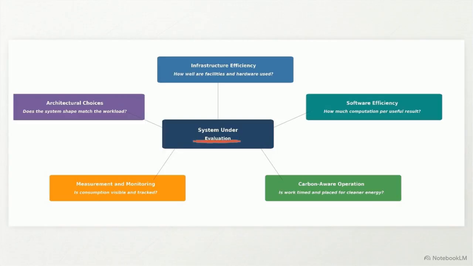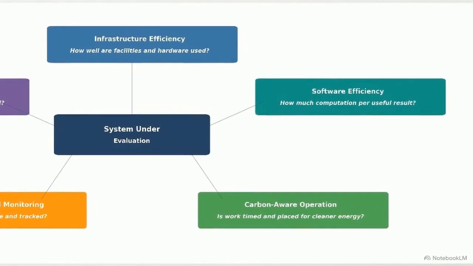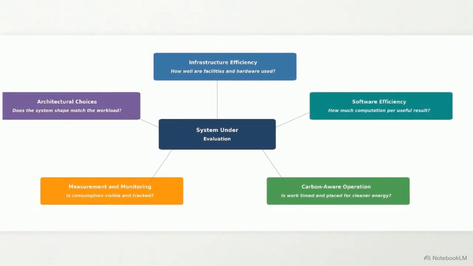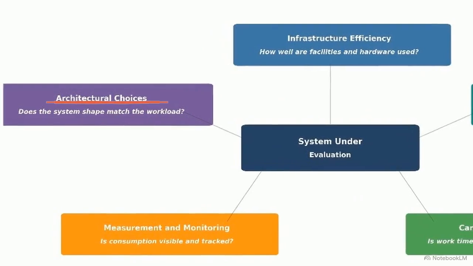This diagram outlines how 5 dimensions determine a system's environmental footprint. Infrastructure efficiency tracks hardware utilization. Software efficiency measures computation per result. Carbon-aware operation times workloads for clean energy. Measurement tracks consumption, and architectural choices ensure the system's shape matches its workload.